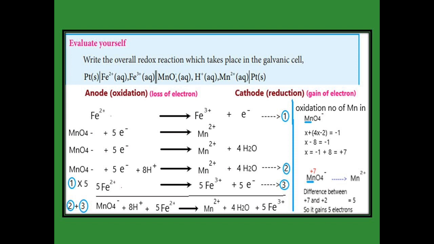I indicated in red color that MnO4- now becomes Mn2+. The oxidation number of manganese goes from +7 to +2. The difference between +7 and +2 is 5. So it gains 5 electrons. The manganese at +7 gains 5 electrons and becomes Mn2+. Now see that after equation 1, I indicated MnO4-, it gains 5 electrons and becomes Mn2+.